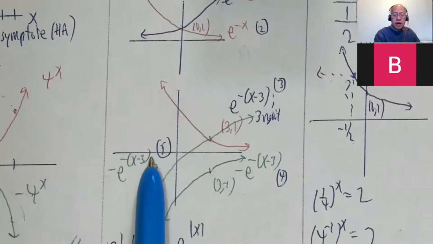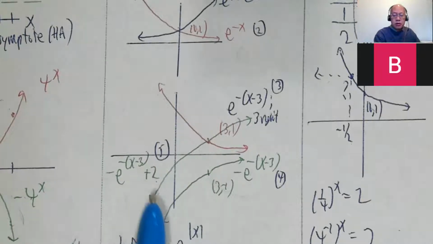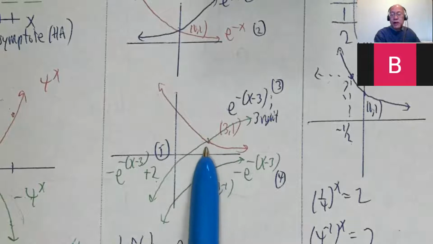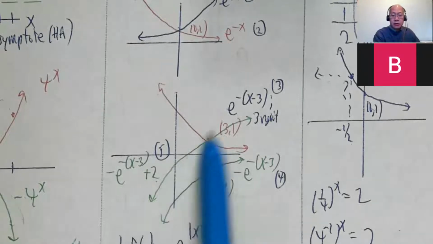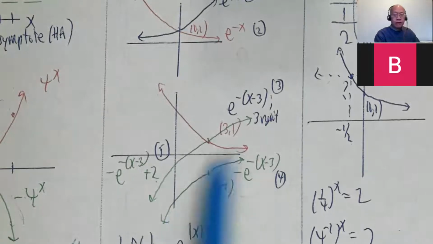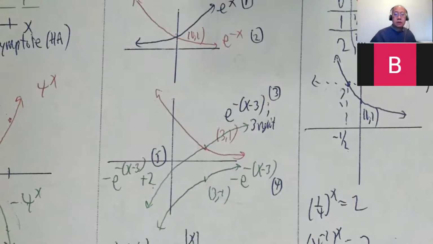Finally, number 5, up 2. So this graph goes up to 3, negative 1, goes back to 3, 1 anyway. So it ends up looking like that. So here's the final graph that we have.